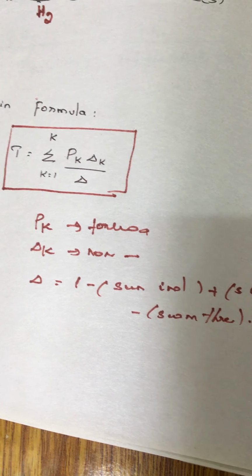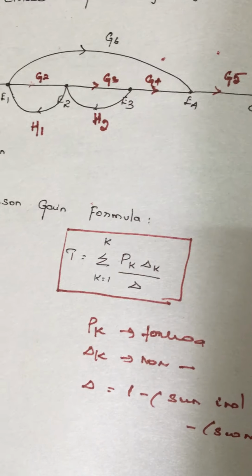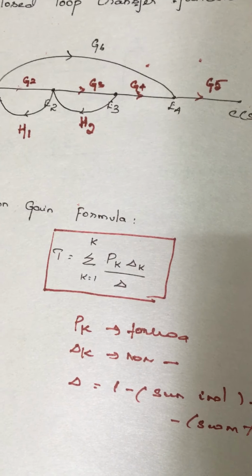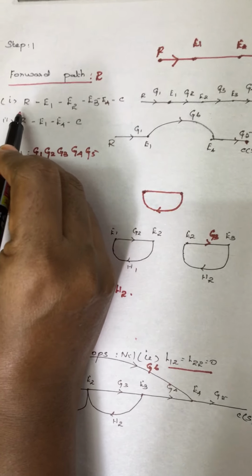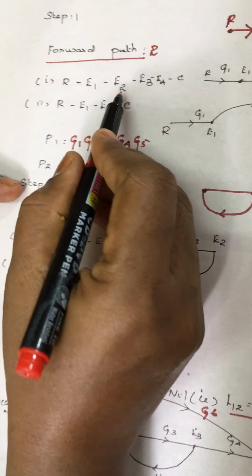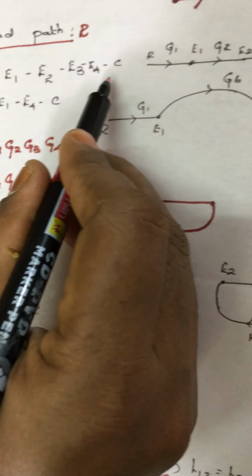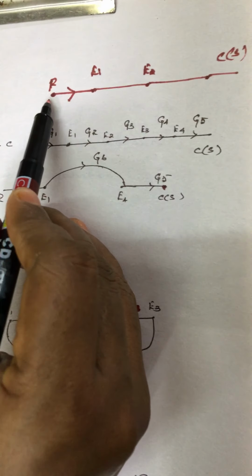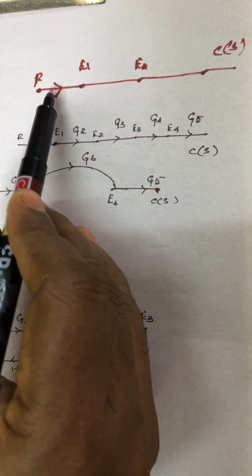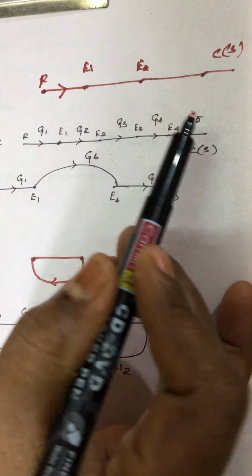To get the transfer function, first we are supposed to see about the forward path. Forward path, step number 1. The forward path is given by R, E1, E2, E3 to E4 to C. What is forward path? Anything that starts from one node and ends at another node with an arrow is said to be the forward path.